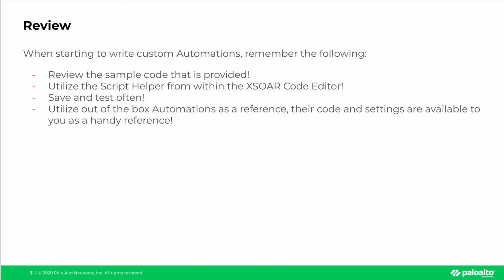A quick review. When starting to write your own custom automations, remember the following. Review the sample code that is provided when you create that new automation. Remember to utilize the script helper from within the XSOAR code editor. It may help you from reinventing the wheel. Save your automation and test often. And you can utilize the out-of-the-box automations as a reference. Their code and their settings are available to you from the automations menu.